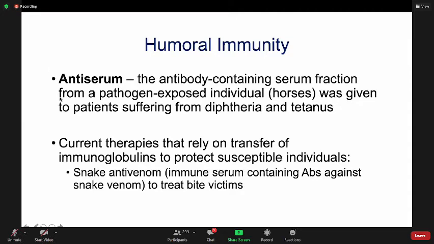There's current therapy where we take advantage of immunoglobulins to protect individuals against certain diseases. For example, the snake antivenom is just based on using pooled immunoglobulins to treat snakebite victims.